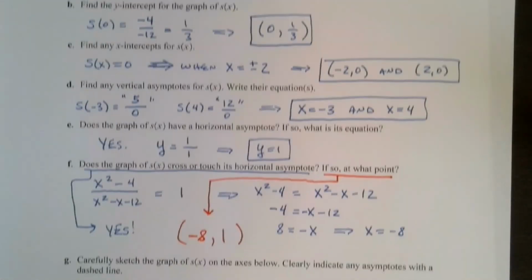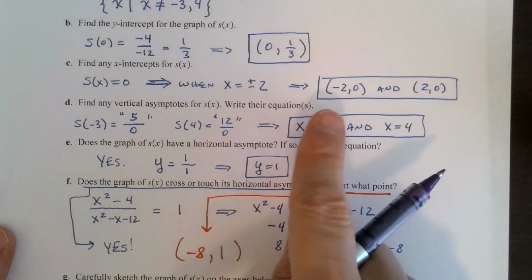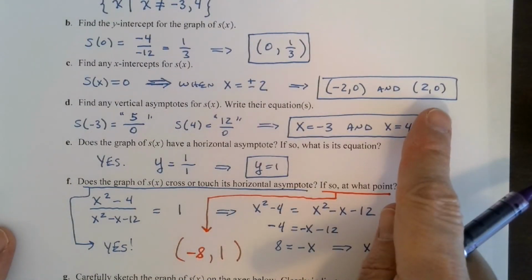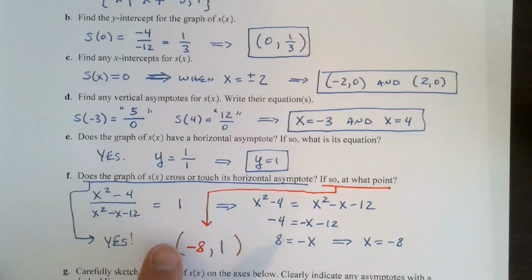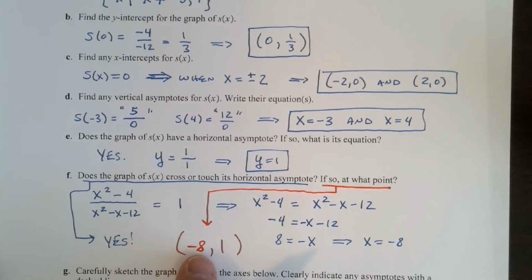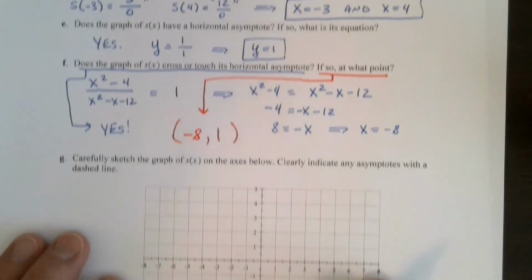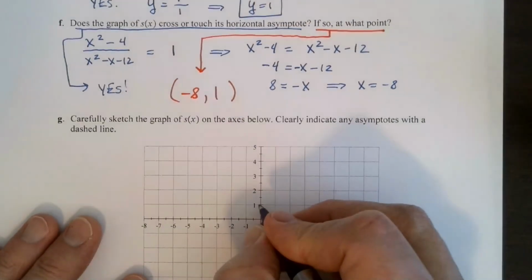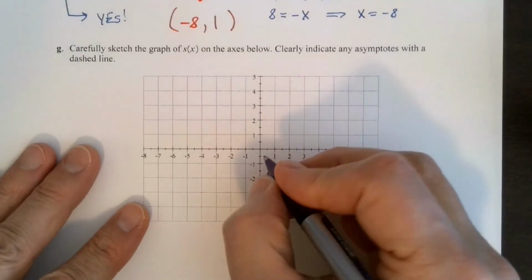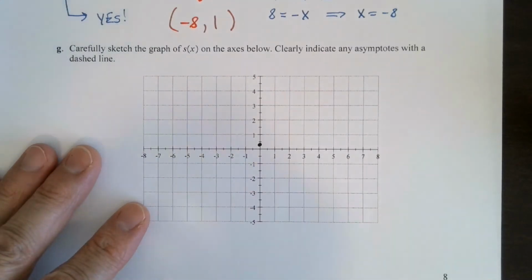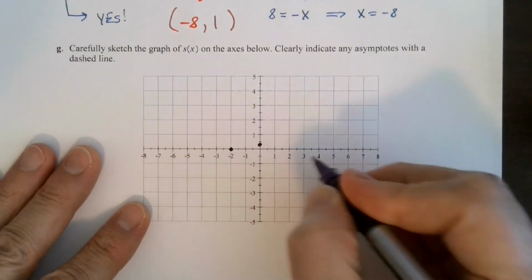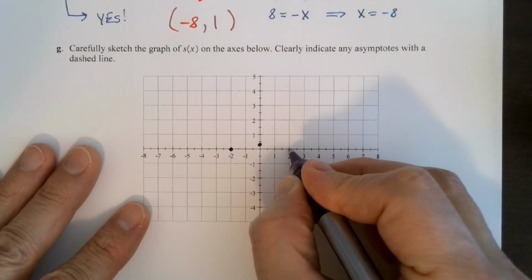I'm going to plot the y-intercept, my two x-intercepts. I'm going to draw my vertical asymptote and horizontal asymptote. And then I'm also going to indicate the point right on the horizontal asymptote that I have, negative 8, 1. So the y-intercept was 0, 1/3 again. It's about right there. My x-intercepts were negative 2, 0, and 2, 0.